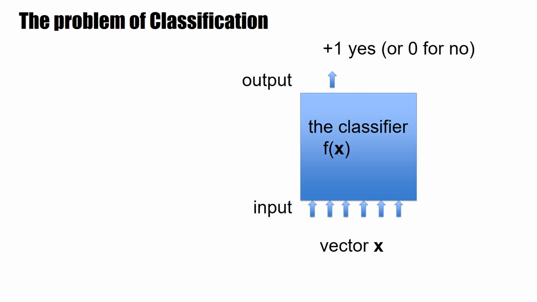Now, more generally, we can think of an input vector, and then we use the classifier. And the classifier, if it's a neural network, if it's something else, in any case, it will implement a nonlinear function f of x. It transforms an input vector into an output. And now we want an output of +1 if it's a car and 0 if it's not a car.